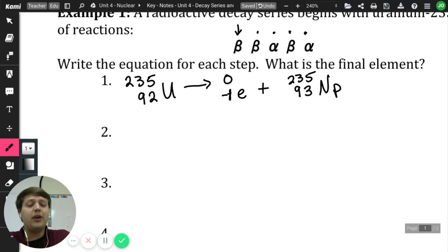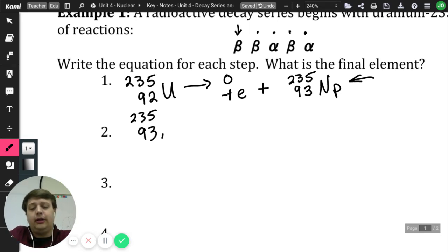Okay, now I keep on moving along. But instead of just starting over with uranium, I'm going to start with the last thing that I ended with, that substance that was produced from the previous decay. So I have 235, 93 Np, and it's going to undergo another beta decay, 0, -1, e.